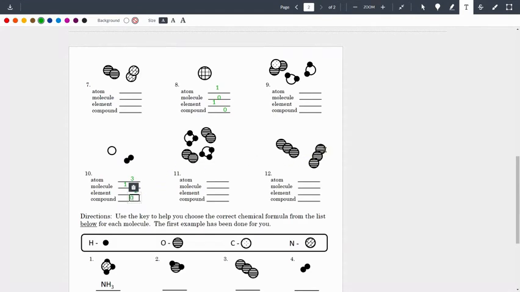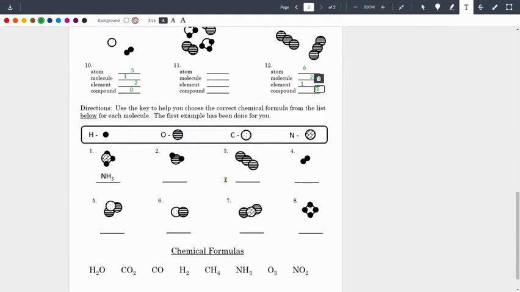Let's finish off strong. How many different circles? 6, so there are 6 total atoms. Molecules, well, there are 2 molecules. There are 2 where they are bound together, 2 different molecules. This would be like O3. This would be like ozone. Elements. Well, there's only 1 pattern. And if there's only 1 element, there are 0 compounds.